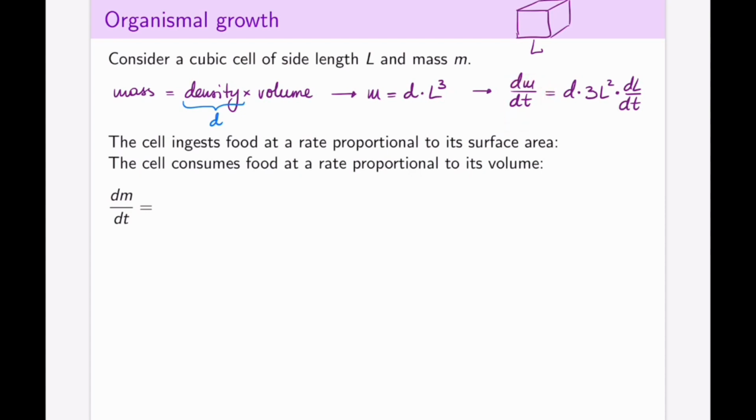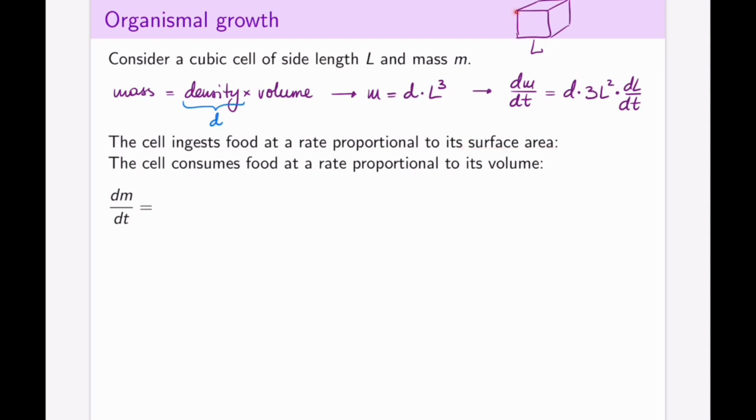So let's take a look at some biological processes that occur within the cell. The cell ingests food at a rate proportional to its surface area, and that is because it ingests food by allowing it to permeate through the membranes from the outside. Now, that means that I have some sort of proportionality constant times the surface area.